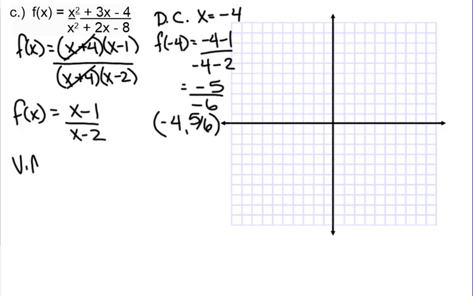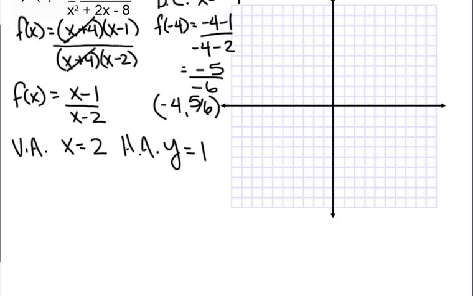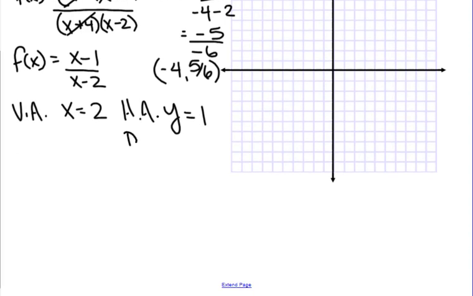We've got a vertical asymptote at x is equal to 2. We've got a horizontal asymptote at y is equal to 1. We want to check, does it cross?